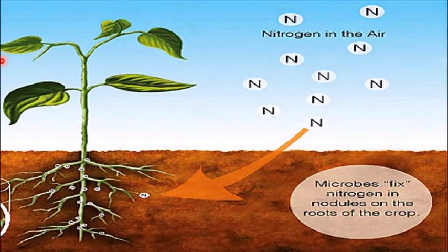Also nowadays we get seeds which are coated with rhizobial solution. So after sowing the seeds, the rhizobia enter the plant, and this is called rhizobial inoculation.